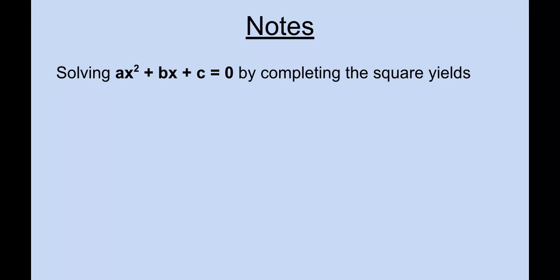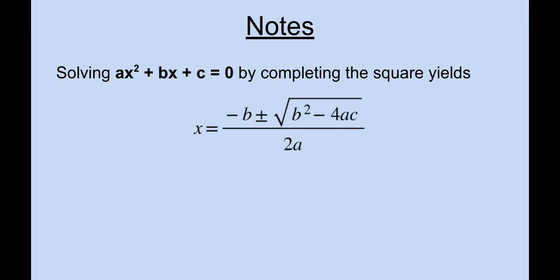Okay, let's talk about the quadratic formula, and specifically solving quadratics with the quadratic formula. So solving ax squared plus bx plus c, which is our general form quadratic, when it's equal to 0, if we solve this by completing the square, we will come out with this.